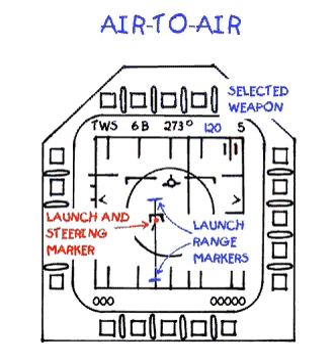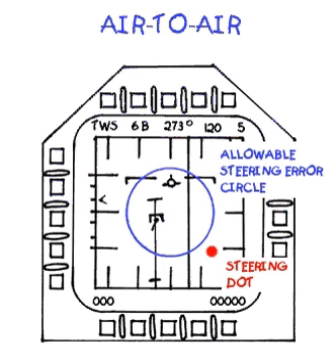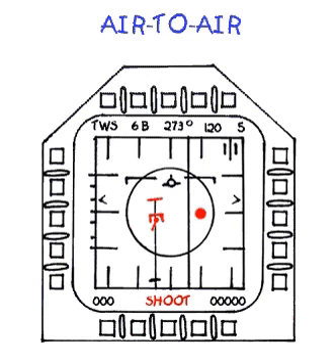Once you have designated a target, indicated by the launch and steering symbol on the contact, launch range markers are displayed for your selected weapon. Depending on the selected weapon, an allowable steering error circle, or ASE, and steering dot are presented on the radar. Maneuver to position the target below the top range marker and in the ASE. You'll receive a shoot cue. Pull the trigger or press return. The 7 key tracks the missile view, or press 5 to view the target and the incoming missile.